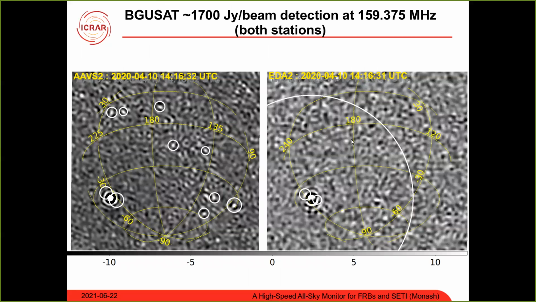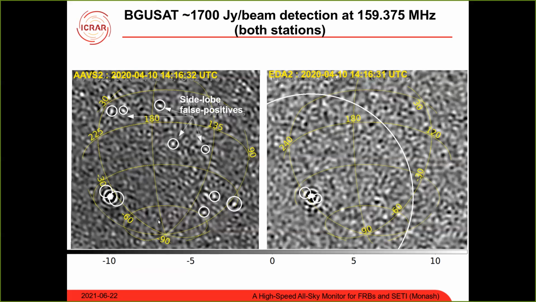Now, here is an example of a satellite detection. This is specifically BGUSat, which is a CubeSat. And here you can see the very bright transient of the order of 1700 Jansky at 160 megahertz with station AAVS2 and EDA2 here. And what you can also see here are these false candidates marked with white circles. And these are due to instrumental effects, so-called side lobes.